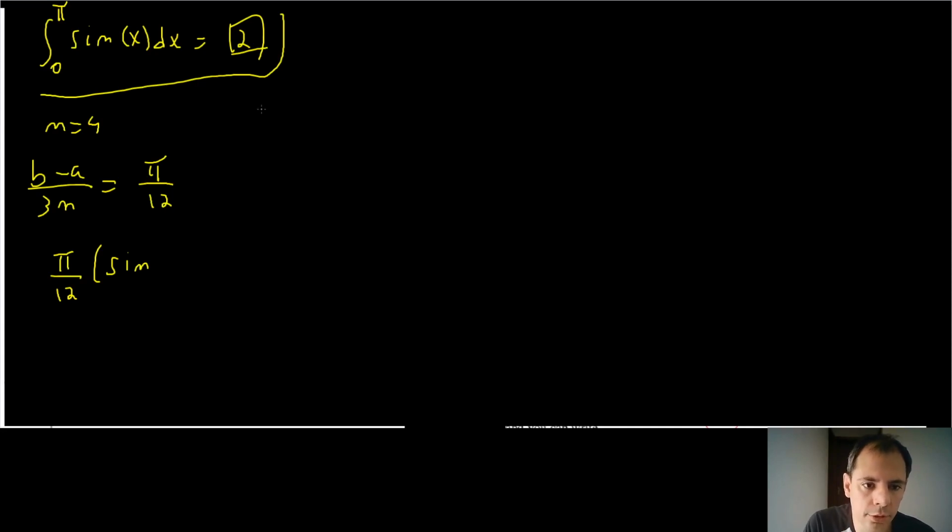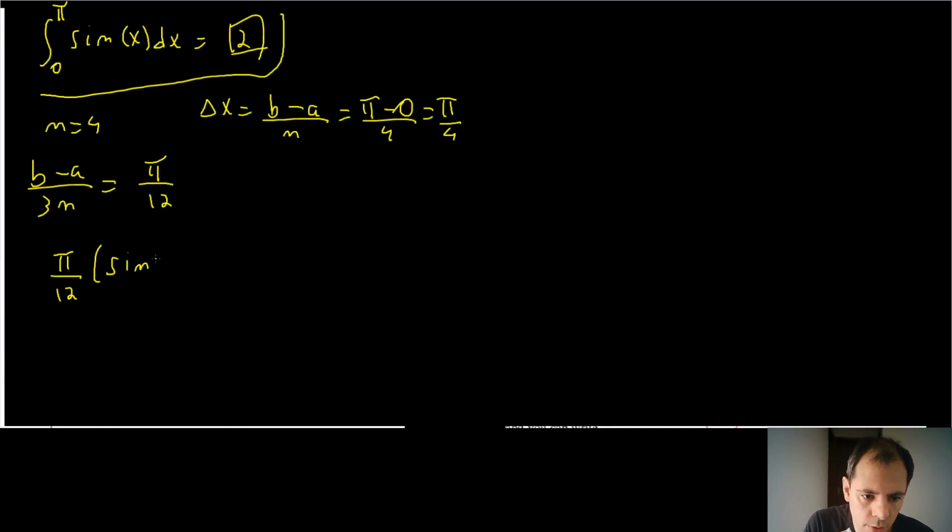And there's something else too. What's gonna be the delta x? Delta x is gonna be pi minus 0 divided by 4 because n is 4. The delta x is b minus a divided by n, which equals in this case pi minus 0 divided by 4, so it's pi divided by 4.